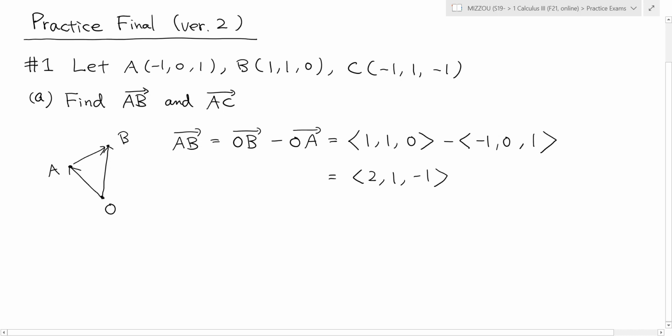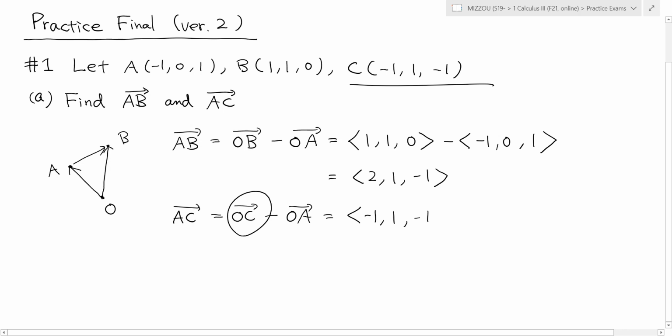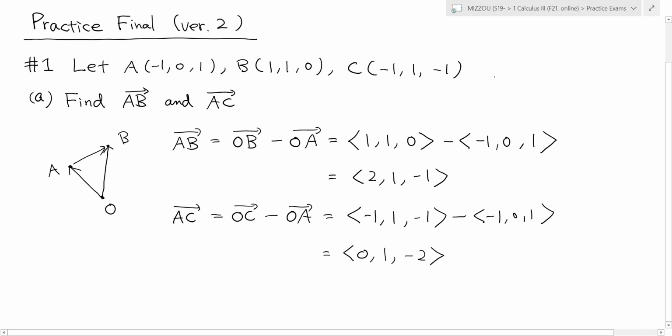And similarly, for AC, the vector AC is OC minus OA. OC has components the same as the coordinates of C, and OA is as before, and then this gives you 0, 1, negative 2.